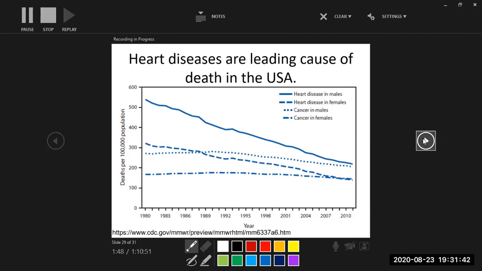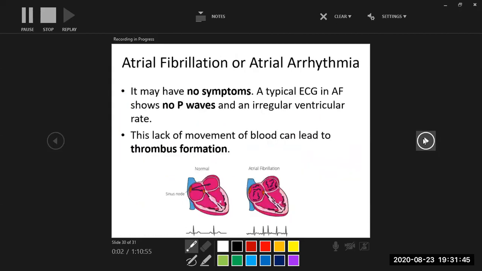So since this one is so common, we need to have some very basic idea about this heart disease. A very typical one is called atrial fibrillation or atrial arrhythmia. This is the one I mentioned before: even if we don't have atrium contraction, we can still live pretty much okay. That's the situation with a patient with atrial fibrillation and atrial arrhythmia.